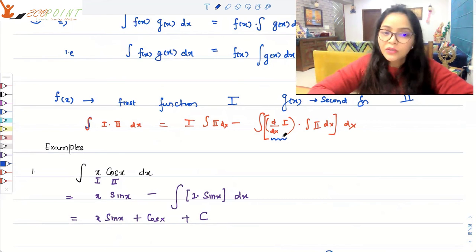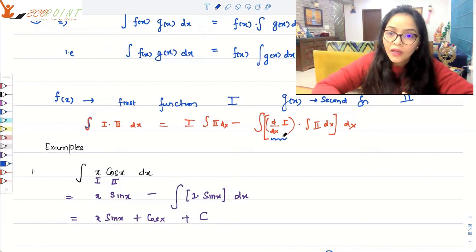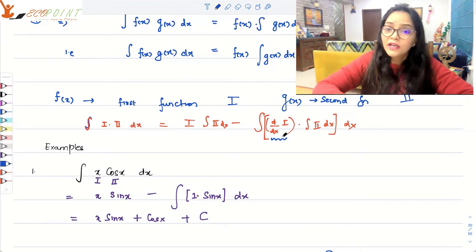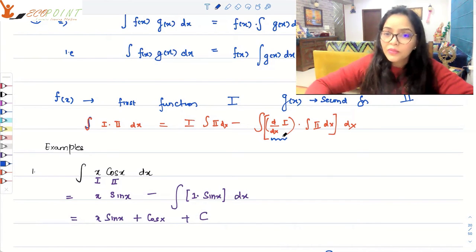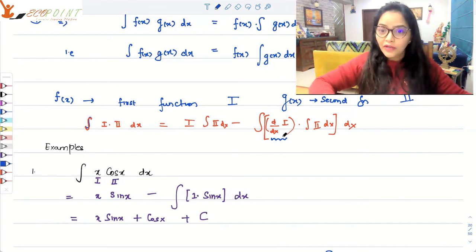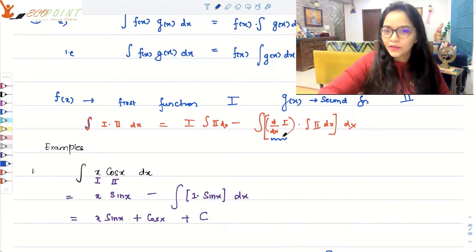For example, when I took x as the first, when you differentiate it, you just get the constant one. But if you take cos x as your first one, when you differentiate it, you will get sine. Then if you take sine as your first one, you will differentiate and get cos, and it will be a never ending process, right? So in general, you should choose as the first one the function that simplifies the scenario when you differentiate it. Okay.